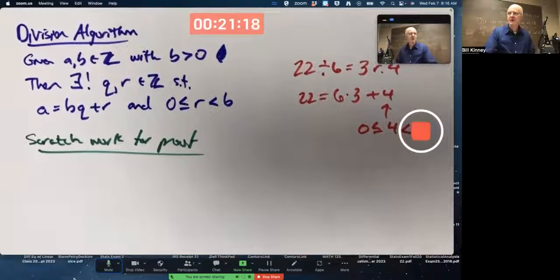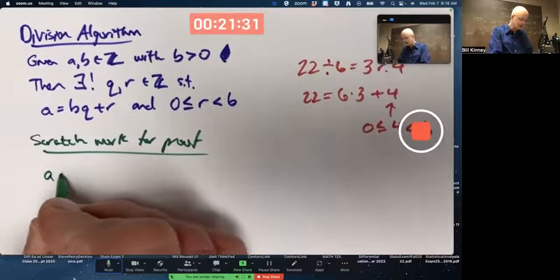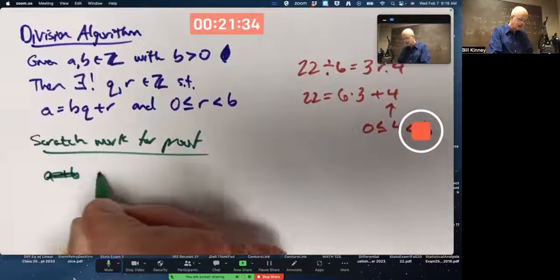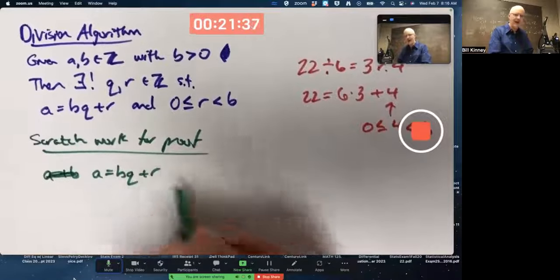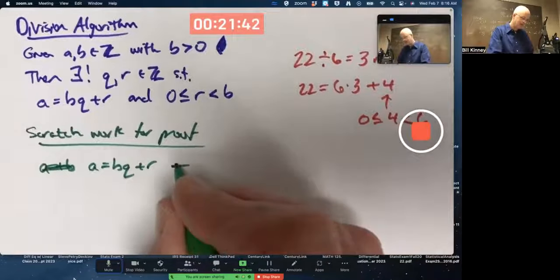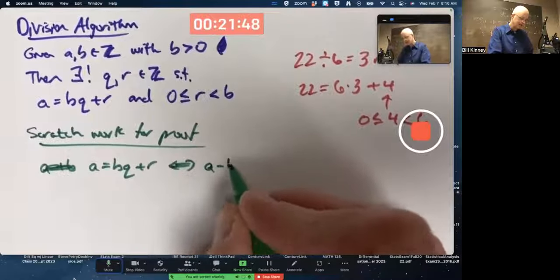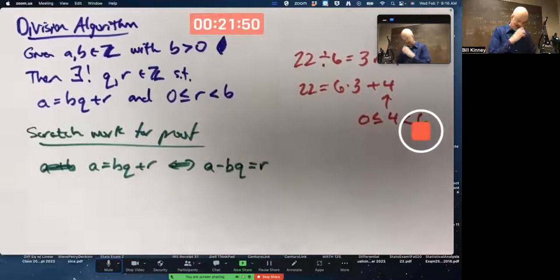Don't be afraid when you're working on homework to have some scratch paper out. Do some doodling. Try some ideas out. That's what you've got to do in scratch work. And one thing you might try here is write down the conclusion that you're trying to show. a equals bq plus r. And well, sometimes it's handy to rearrange the equation a bit. For example, you could subtract bq from both sides. Now, in this particular case, it doesn't seem to help much. It's like, well, what good is that?